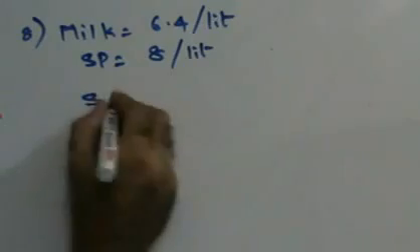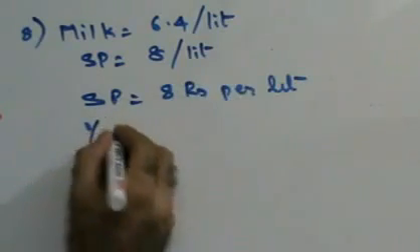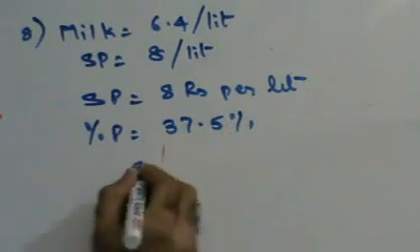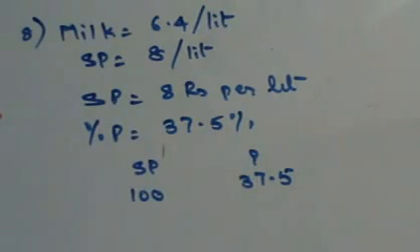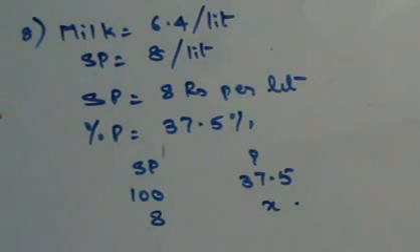Now see, selling price is 8 rupees per litre and percentage profit is 37.5%. That means on 100 rupees he is making a profit of 37.5. If his selling price is 8 rupees, how much profit should he make? Someone please calculate that and give me the value of X. That is 8 into 37.5 divided by 100.